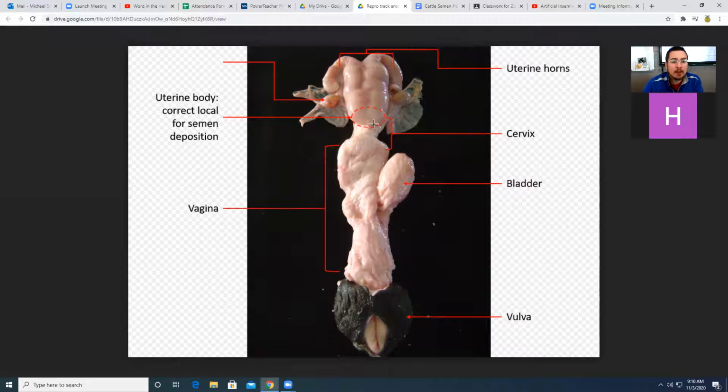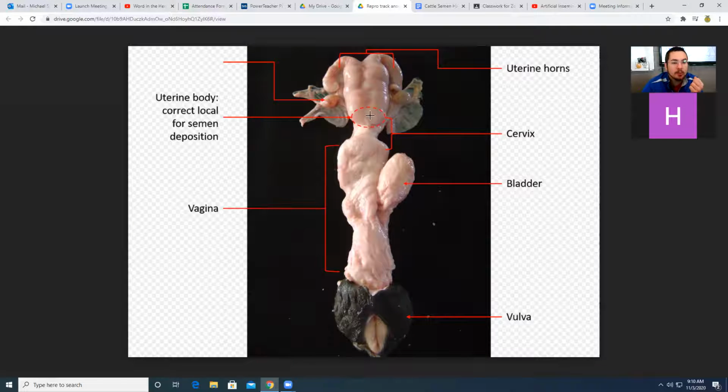Then once we move farther back, you're going to go through the cervix. This is the three folds, the cartilage. We've talked about the fornix. We've talked about a lot of different parts of the cervix. So if we're AIing this cow, meaning that we're trying to get her bred, you're going to pass your rod through the vagina, and then you're going to manipulate the cervix over top of your AI gun. This is what we worked on in the lab.